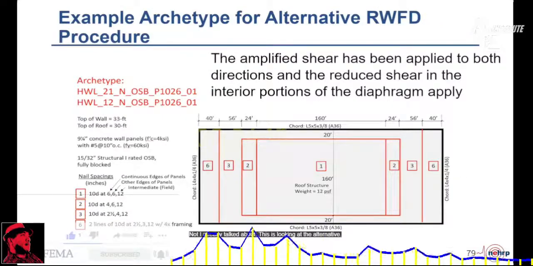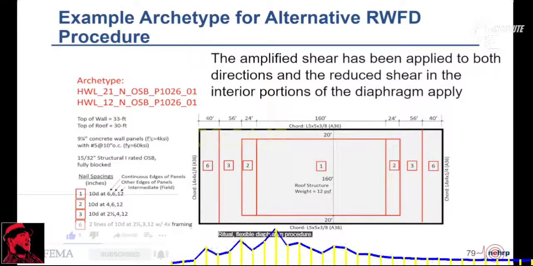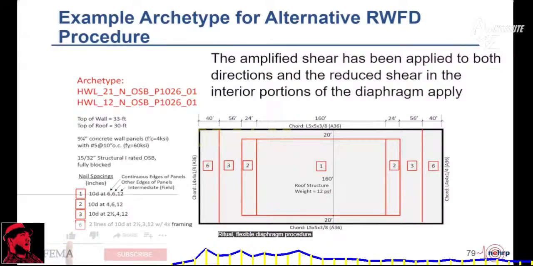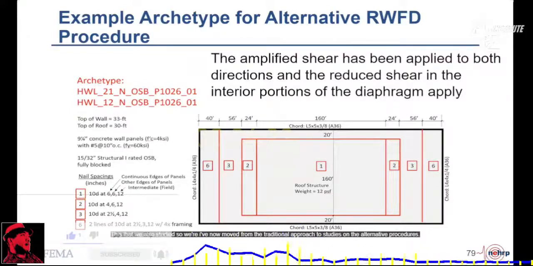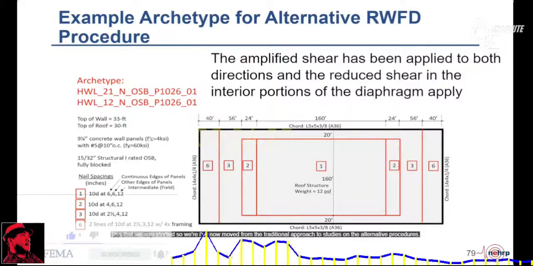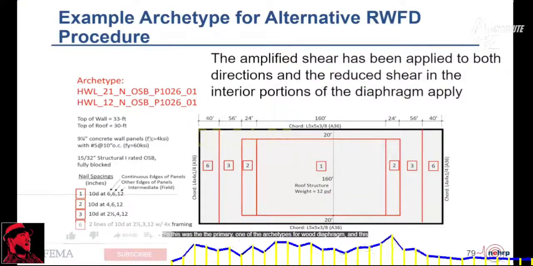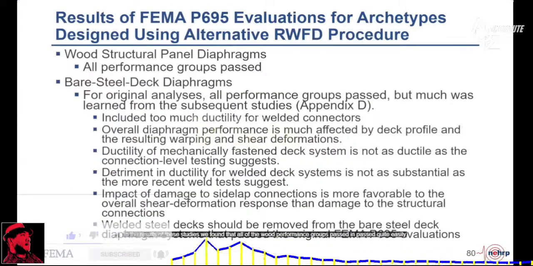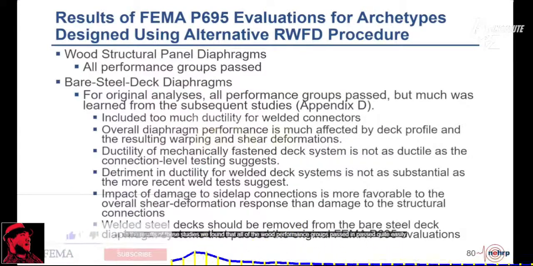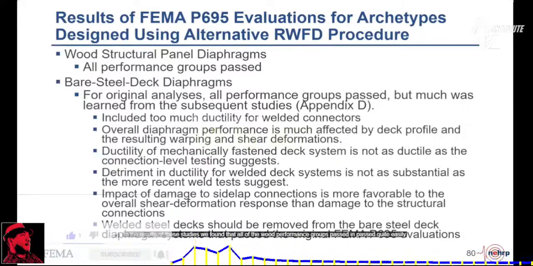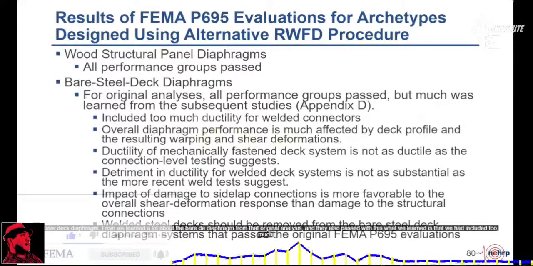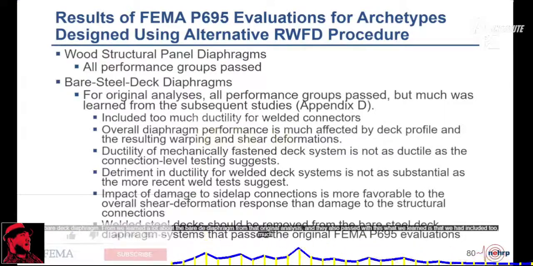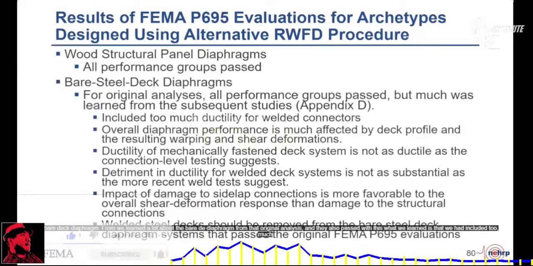This is looking at the alternative rigid wall flexible diaphragm procedure that we also studied. So I've now moved from the traditional approach to studies on the alternative procedures. This was the primary, one of the archetypes for wood diaphragm. In the results of these studies, we found that all of the wood performance groups passed quite easily. The bare deck diaphragms, we learned a lot about them from that original analysis, and they also passed with this.